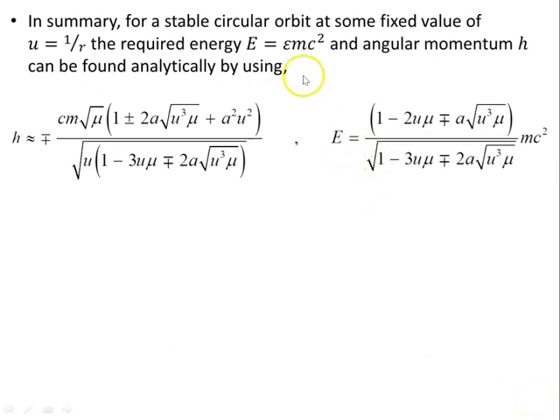And if we go over here, in summary, for a stable circular orbit at some fixed value of u equals 1 on r, the required energy E of the particle, the massive object, is the energy parameter epsilon times mc squared, and the angular momentum h can be found analytically by using this. Okay, that must change there. Minus plus times a plus. Well, a minus and a plus gives us the minus, and a plus and a plus gives us a plus, which is what we had before. So, and also here, minus and a plus gives us minus, plus and a minus gives us minus. So consistent, okay, with what we had on the previous slide. And that's it. That's the only correction, the only update.